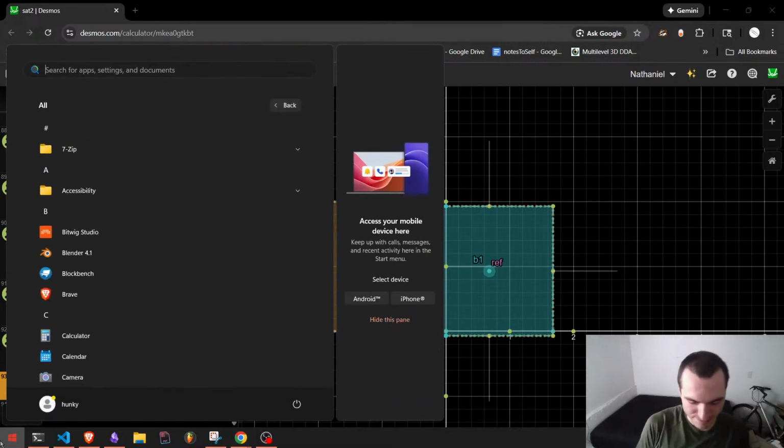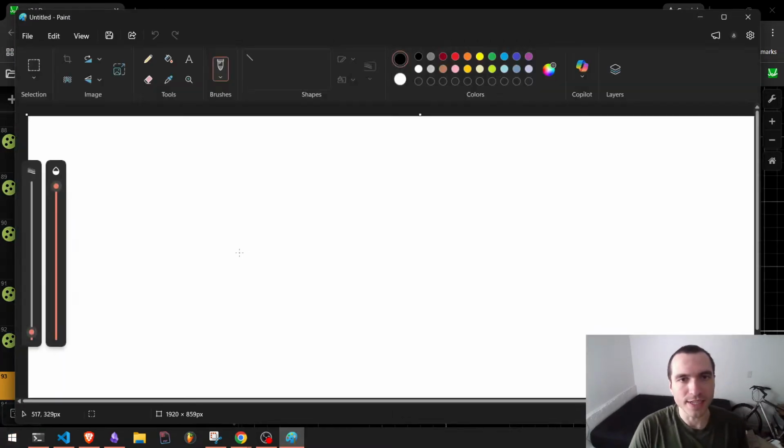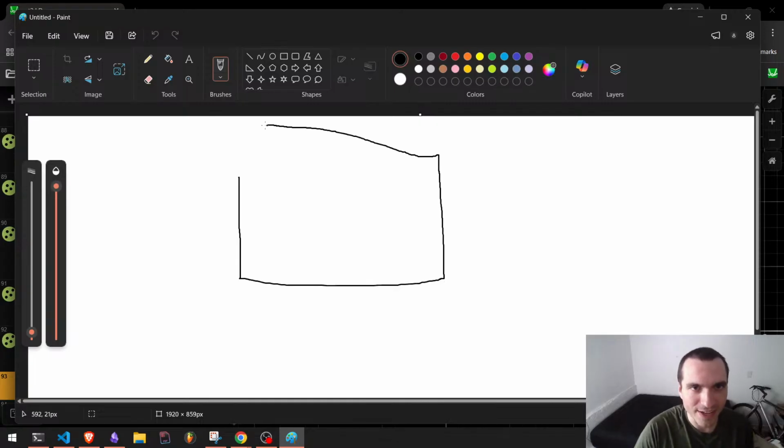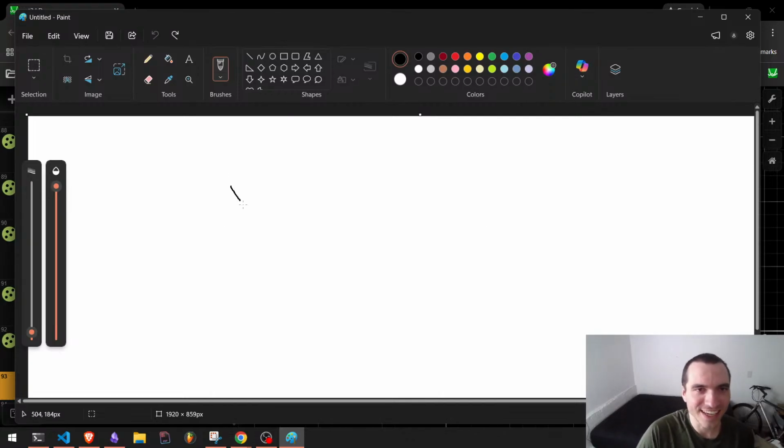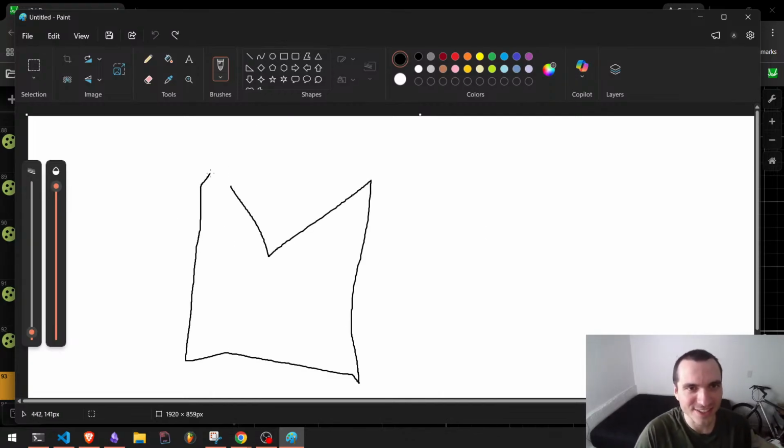I'll just draw it. So this is a convex shape, right? You can pass a line through, and you see that it only intersects twice, right? Whereas with a non-convex shape, you pass a line through and it intersects more than 2 times.